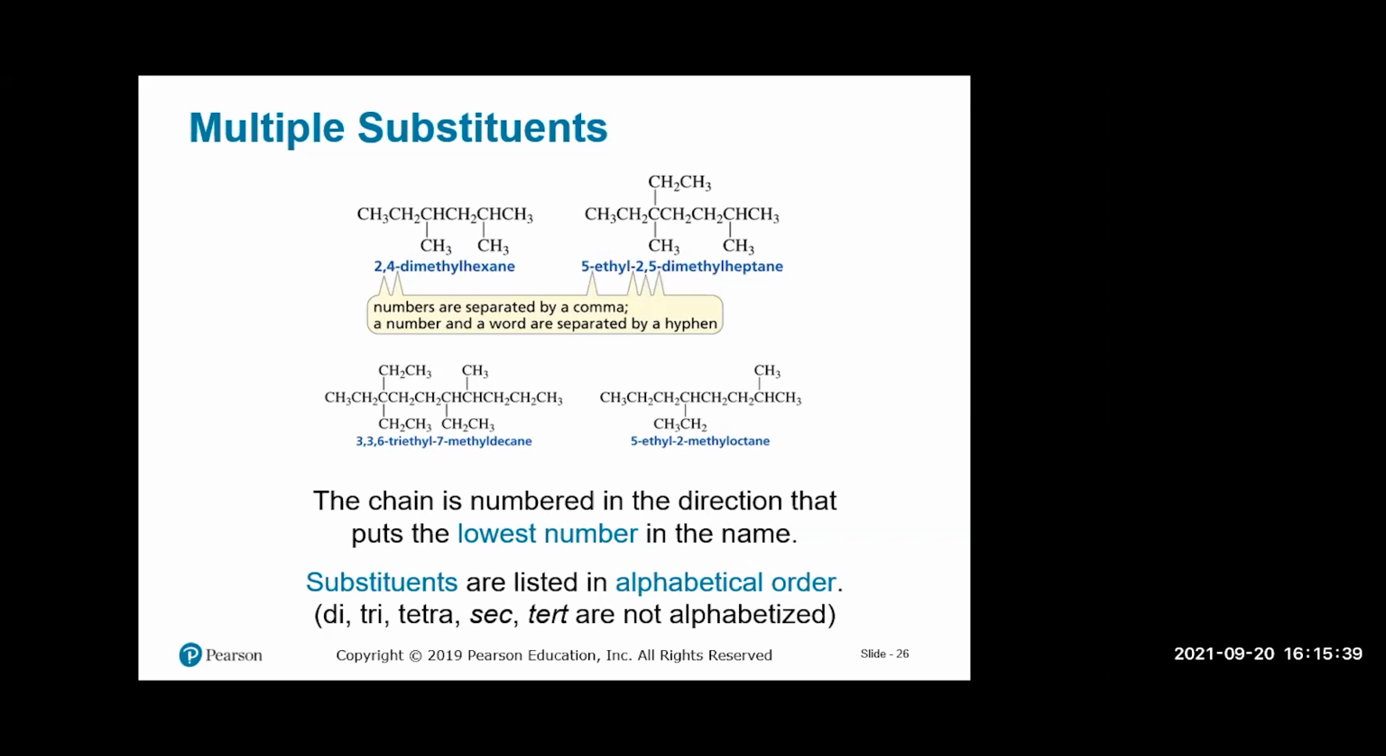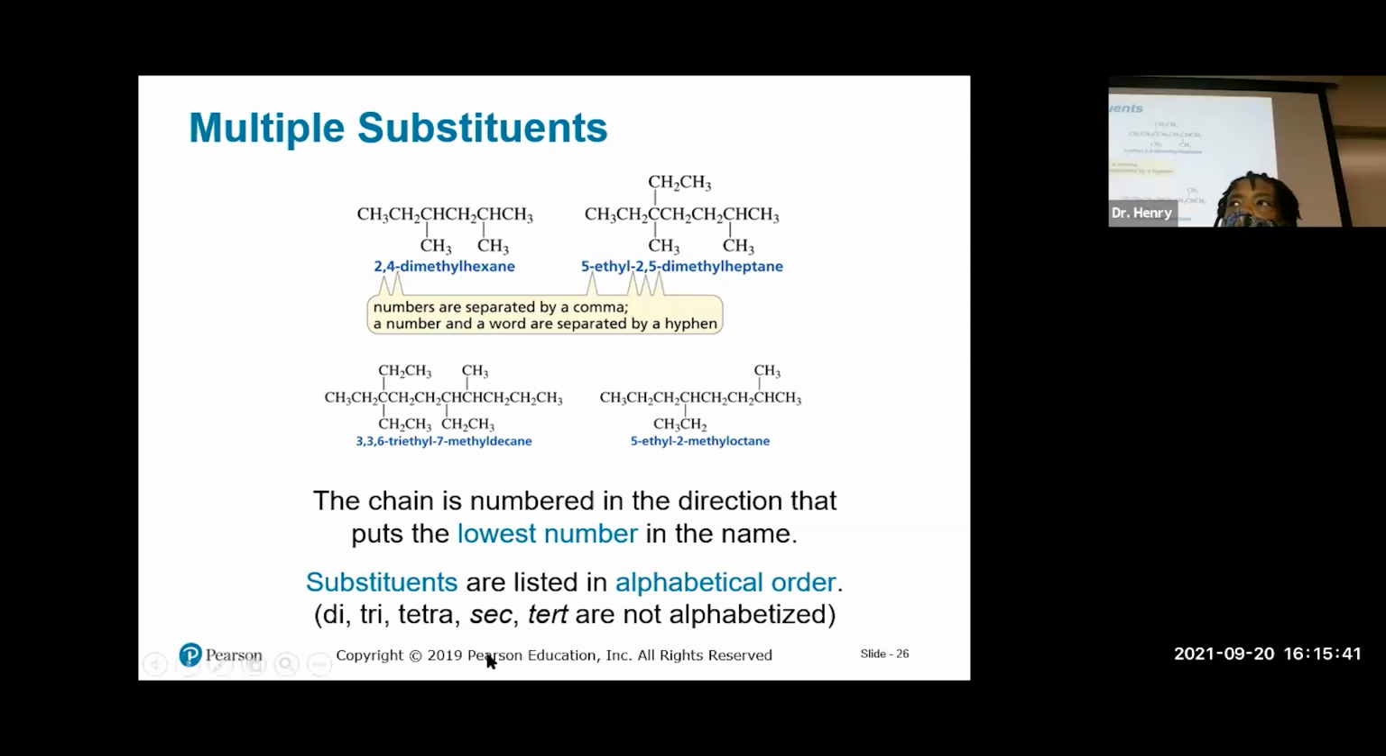Okay. So the other thing is that the prefixes aren't going to be alphabetized. Okay. So our prefixes aren't going to be alphabetized. It's going to be based upon the root itself. It's going to be based upon whether it's an ethyl or whether it's a butyl, okay? So the di, tri stuff, it isn't going to be alphabetized, okay?